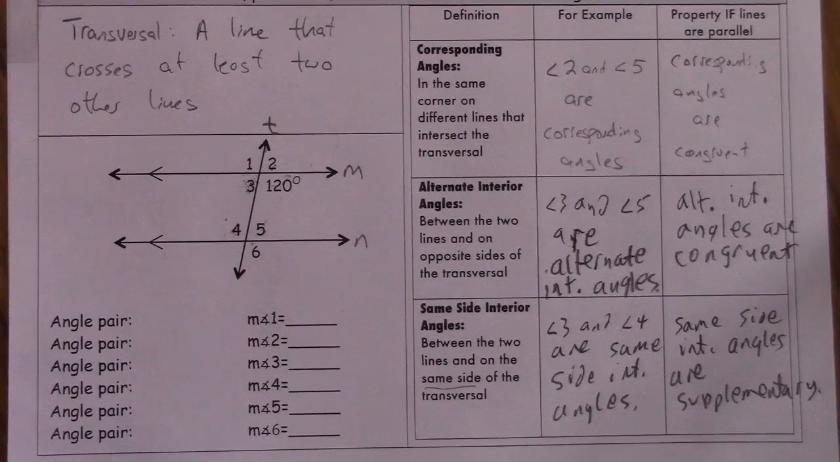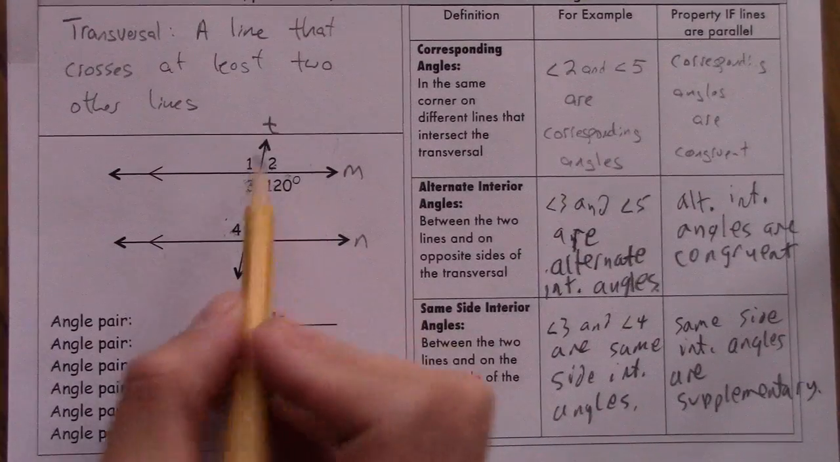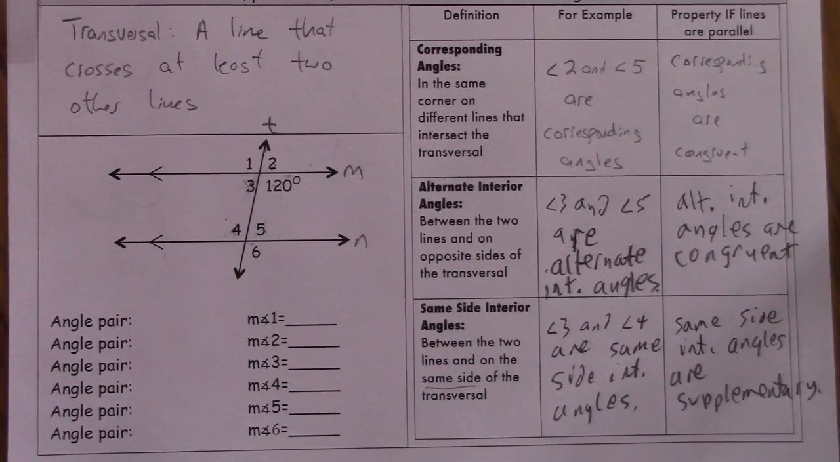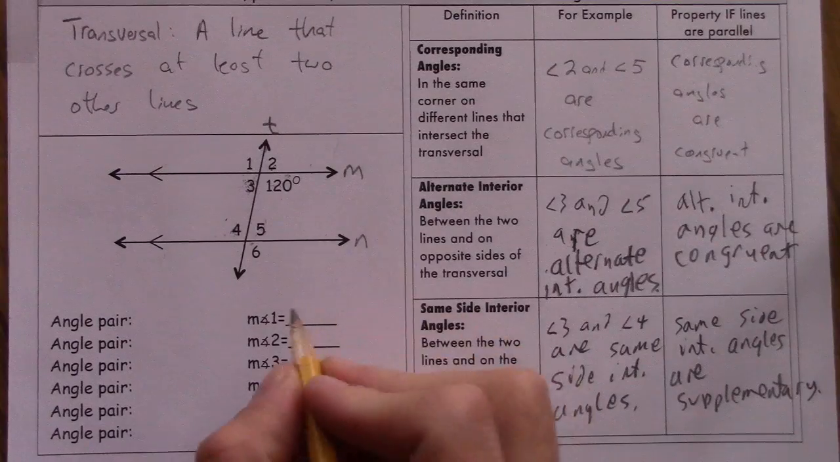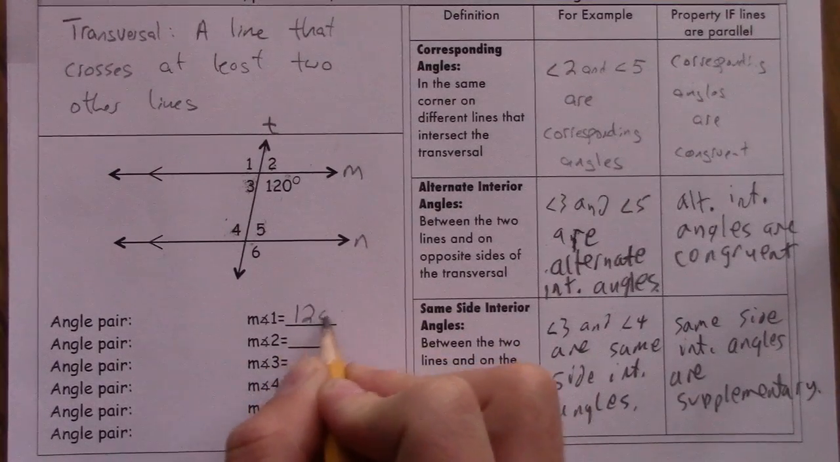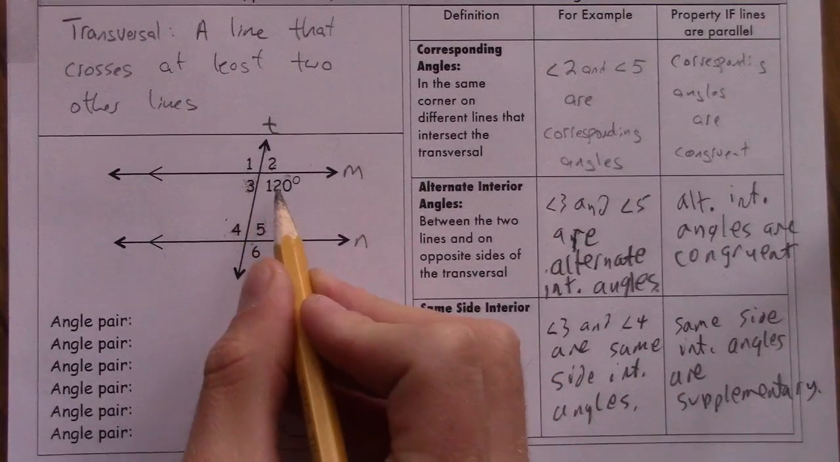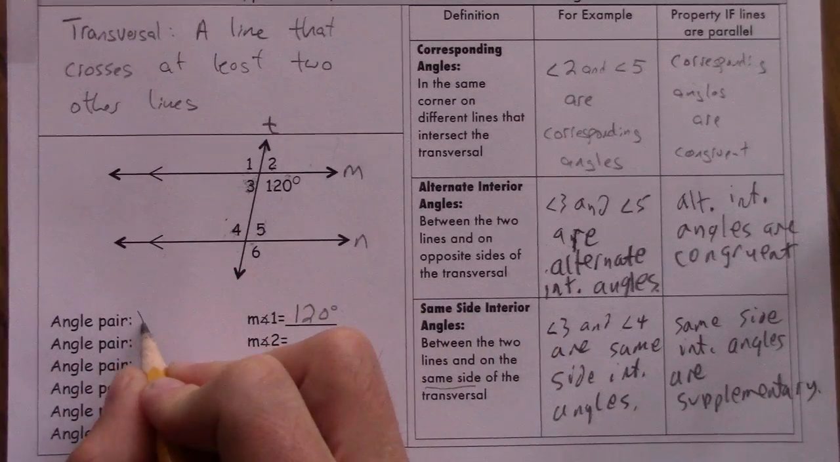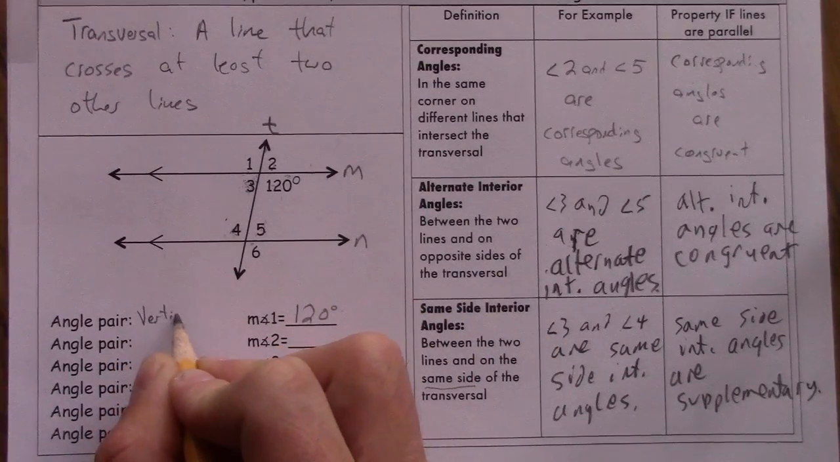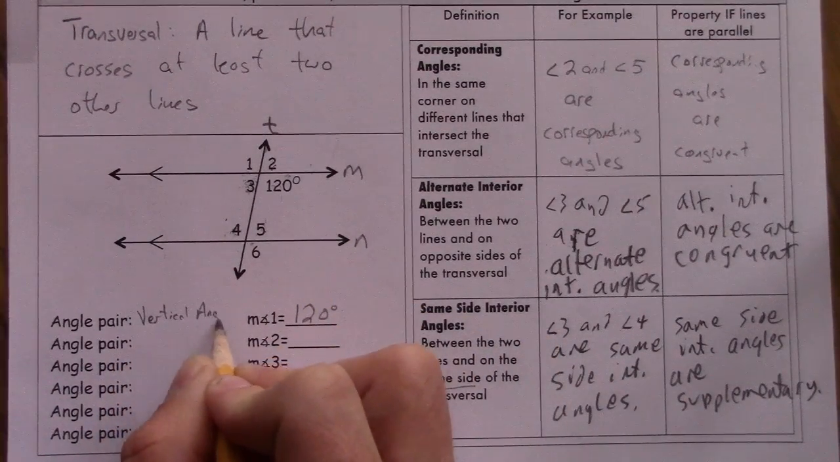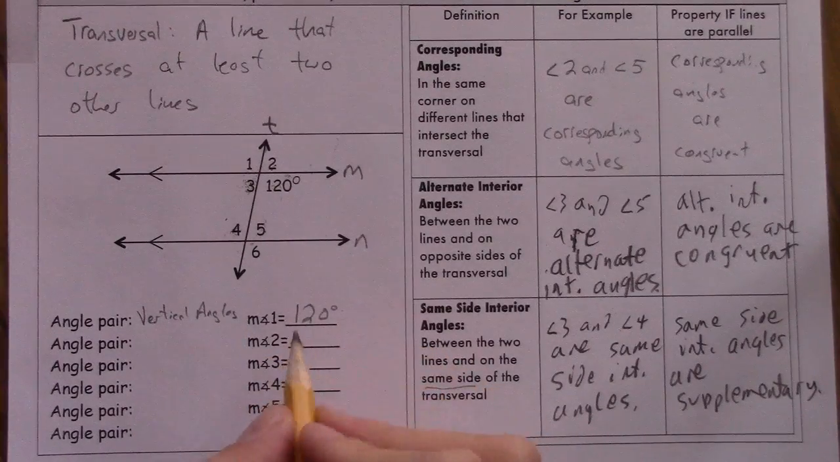So angle 1. Oh my God, our favorite. I love vertical angles. And everyone else does too. So it's 120, right? Yes. Angle 1 is a vertical angle, so our angle pair is vertical. We've just cracked the door open. We're into this puzzle.